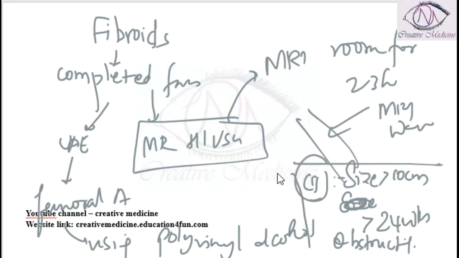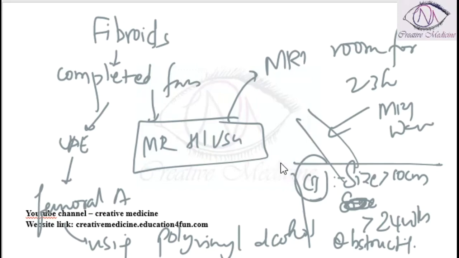So magnetic resonance high intensity focused ultrasound waves are contraindicated if the size of the fibroid is more than 10 centimeters, with size maybe more than 24 weeks, and if there is either bowel or foreign body in its path.